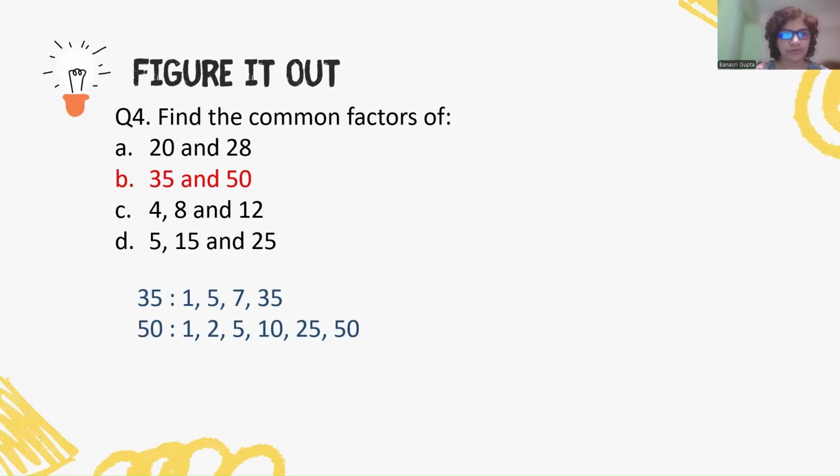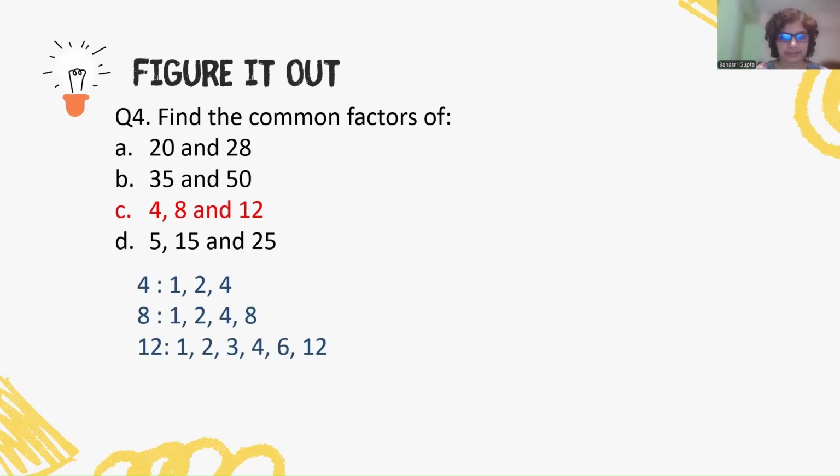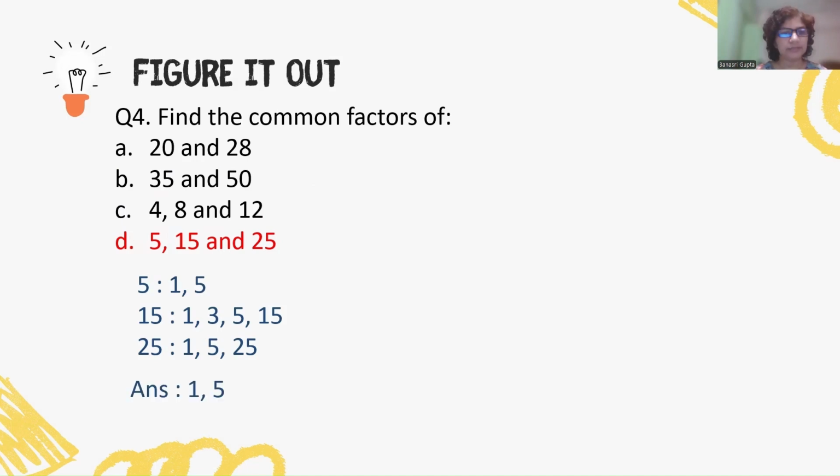So next one, B. The factors of 35 are these. I will not tell each and every number. So the common factors are 1 and 5. Next is 4, 8 and 12. These are the factors. Then the common factors are 1, 2 and 4. For D, there are 5, 15 and 25. These are the factors. The common factors are 1 and 5.